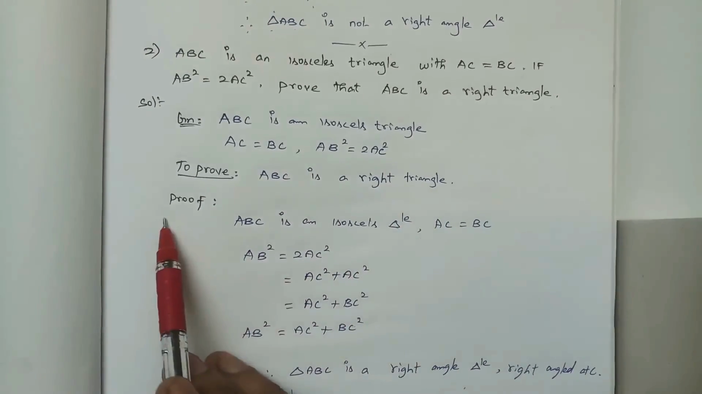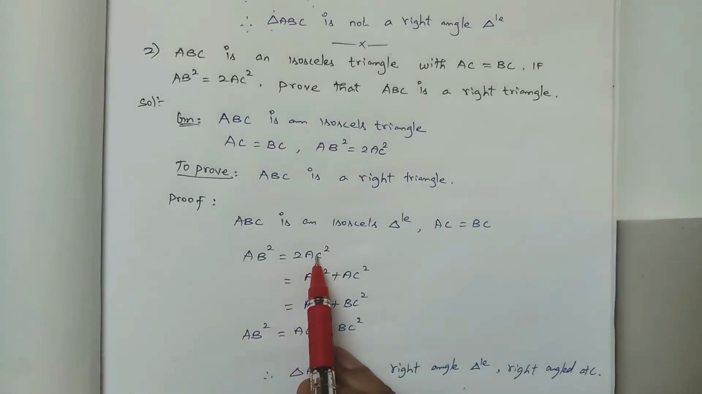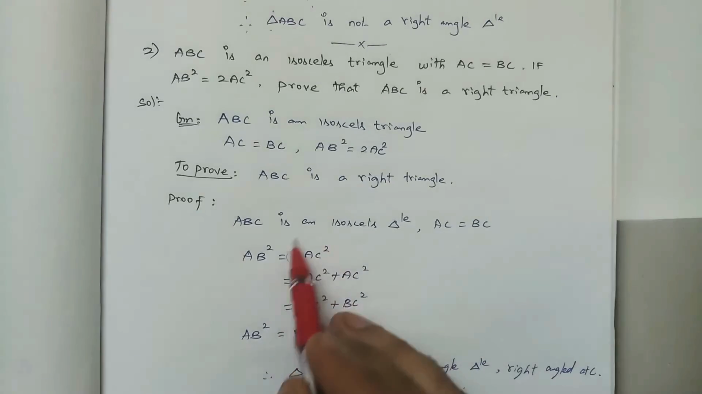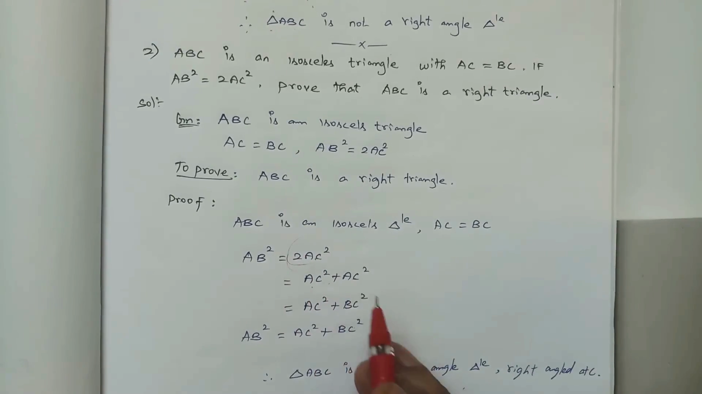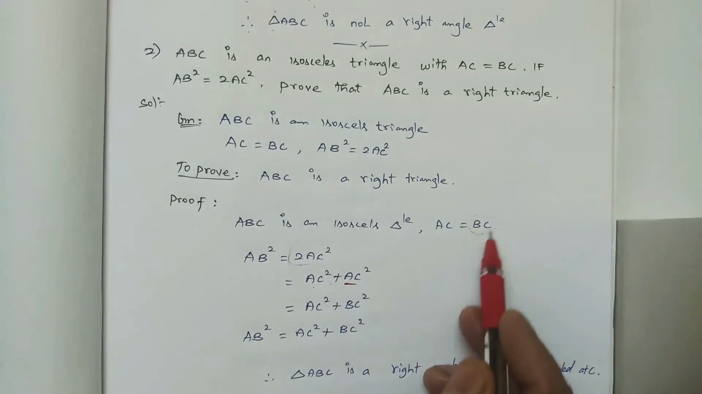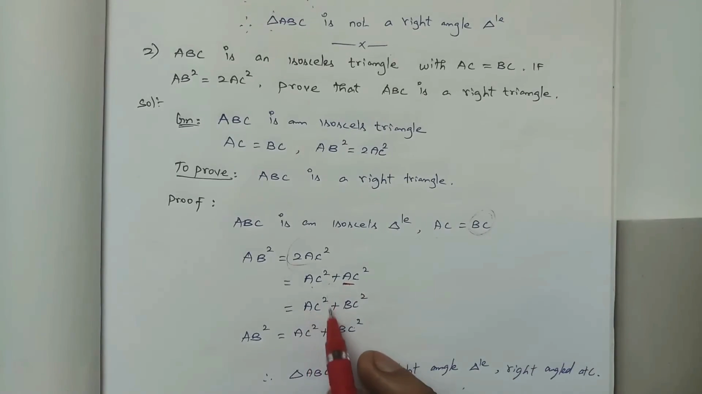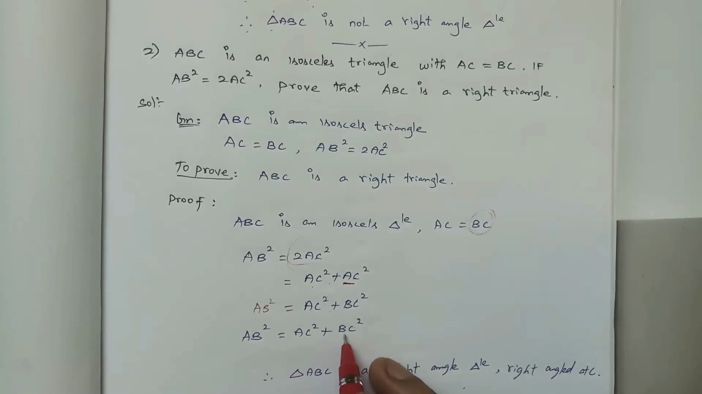Okay. Proof. ABC is an isosceles triangle, AC is equal to BC. What is given? AB square is equal to 2AC square. I am splitting that 2AC square as AC square plus AC square, right? Instead of the second AC, shall I substitute BC, since they have given AC is equal to BC? So AC square plus BC square. So AB square is equal to AC square plus BC square.